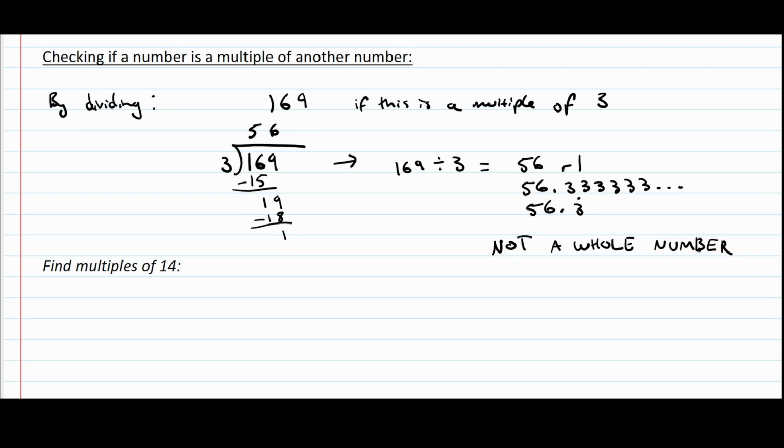It is not a whole number. Therefore, if 169 does not divide into 3 properly, it is not a multiple of 3. So is 169 a multiple of 3? No, it is not. It is not a multiple of 3, because when you divide 169 by 3, you do not get a whole number. And that is essentially how you check if a number is indeed a multiple of another number.